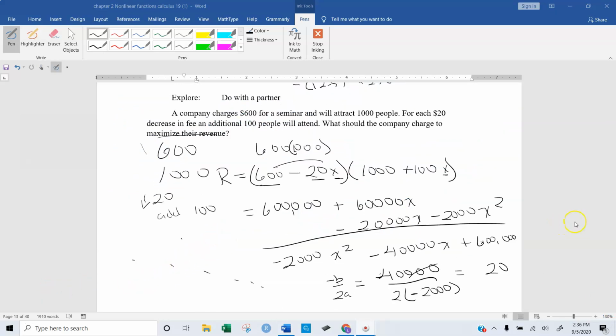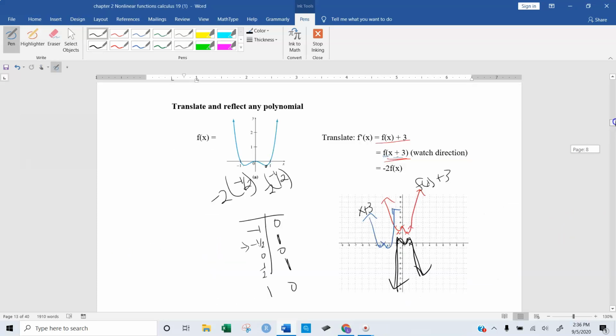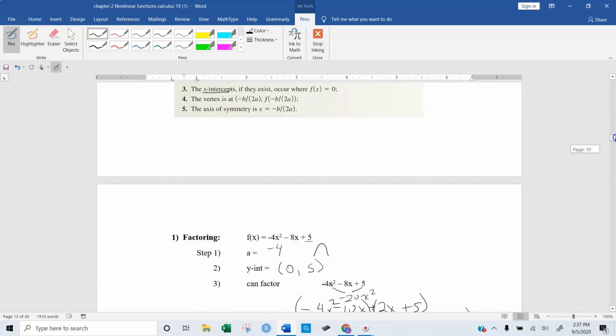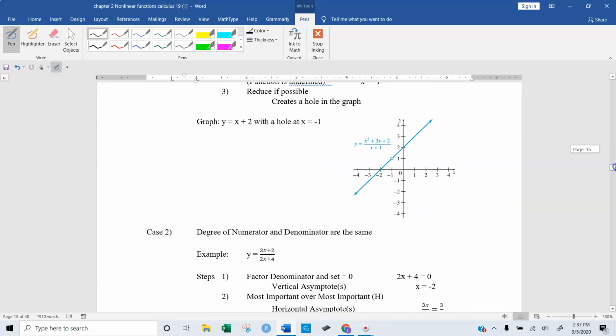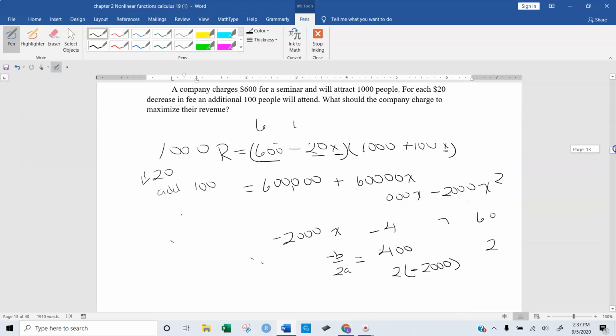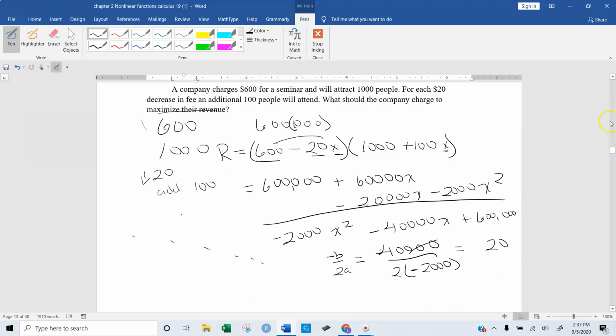Okay. Now, I hope you paused and you did your work. So when you went through and you were doing this, you should have made a know, don't know chart. Hang on. Here we go. A know, don't know chart.